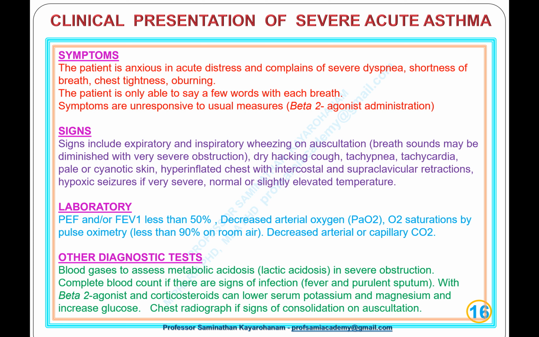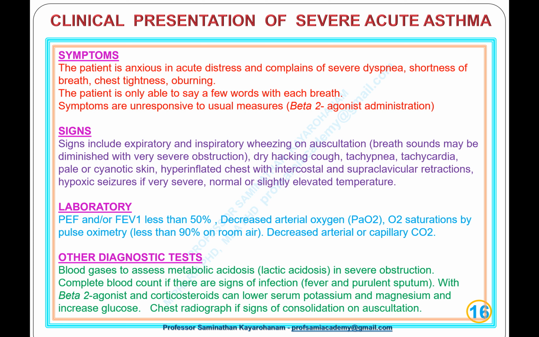Laboratory test: peak expiratory flow, PEF, and/or forced expiratory volume in 1 second, FEV1, is less than 50%, decreased arterial oxygen, PO2, and O2 saturation by pulse oximetry less than 90% on room air, decreased arterial or capillary CO2. Other diagnostic tests: blood gases to assess metabolic acidosis, lactic acidosis, in severe obstruction.